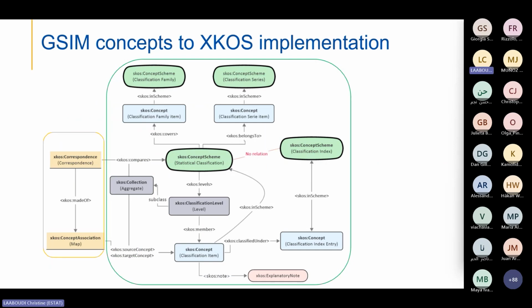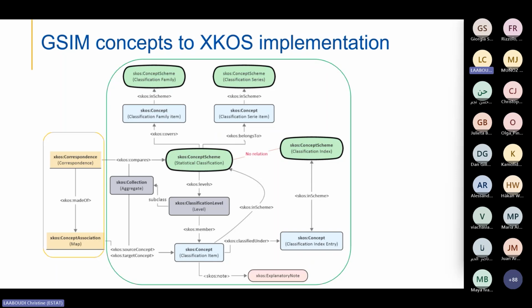So the slide describes the implementation of the GSIM concepts in XKOS. So what is XKOS? XKOS is an ontology, a data model based on another data model called SKOS. SKOS is the Simple Knowledge Organization System. It's a common data model for describing a code list, taxonomy, subject heading system, thesaurus. And XKOS is an extension dedicated to the representation of statistical classifications.